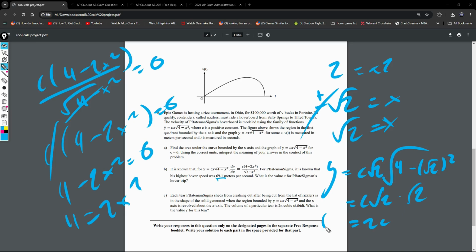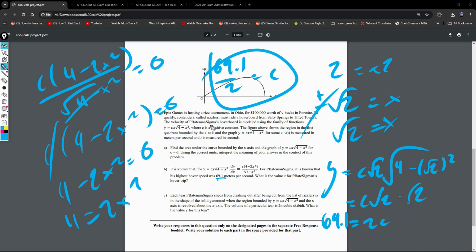We end up getting 69.1 over 2 equals c. This is your final answer, guys. Do not simplify. No, I can't. So why would you?